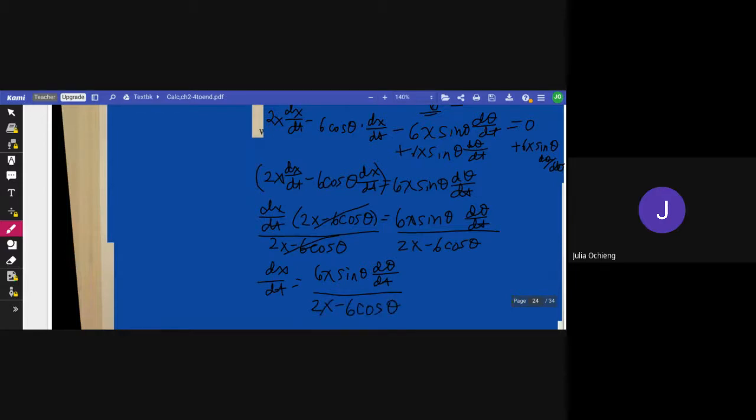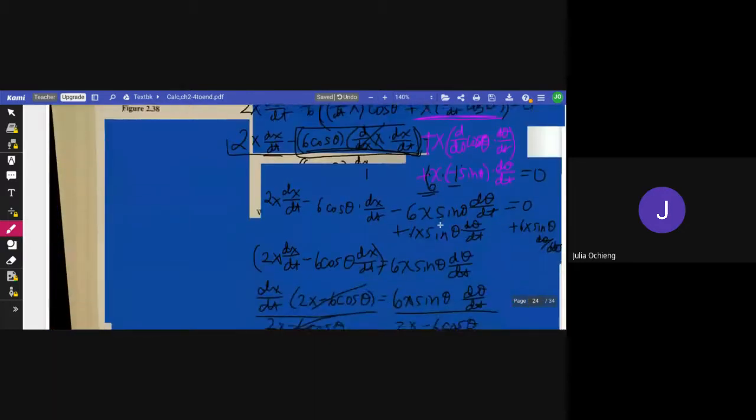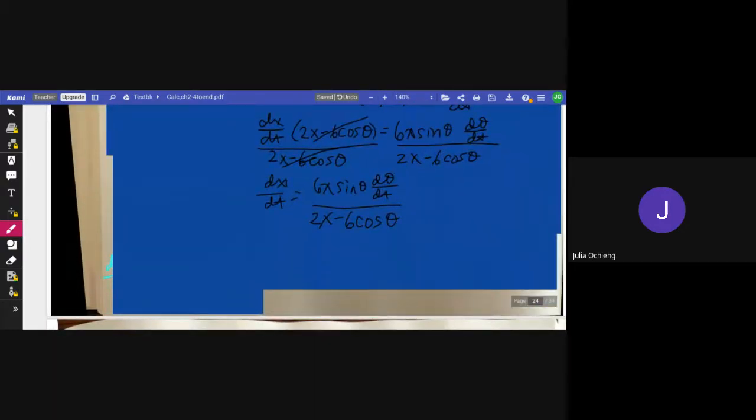Okay, so d theta over dt, they told us in the very beginning, we figured that out, was 400 pi radians per minute, and the angle is pi over 3. So let's plug those in. 400 pi radians and pi over 3. So this is 400 pi radians, so we're going to replace this with 400 pi.